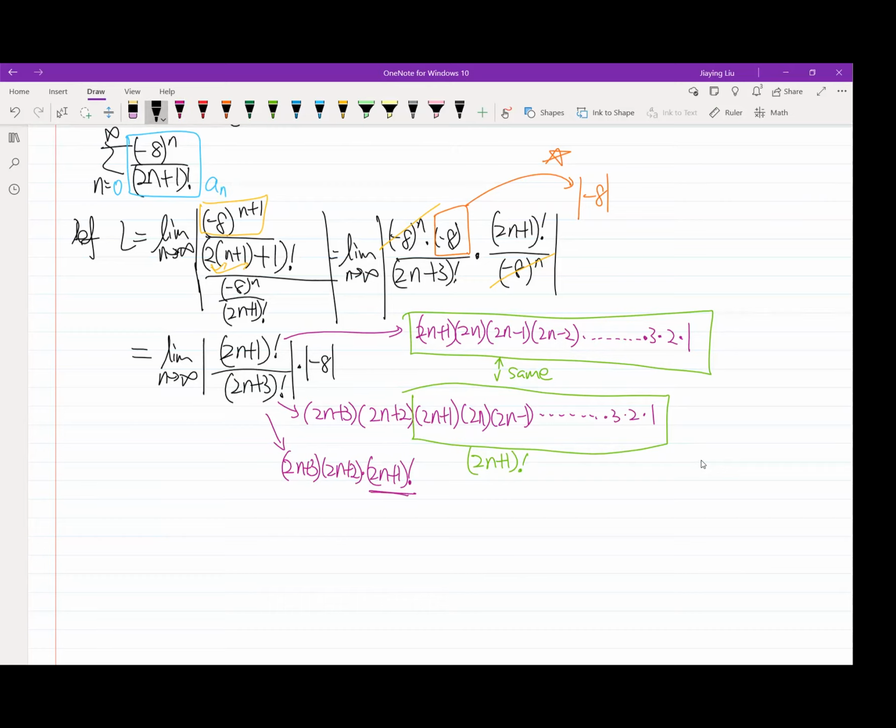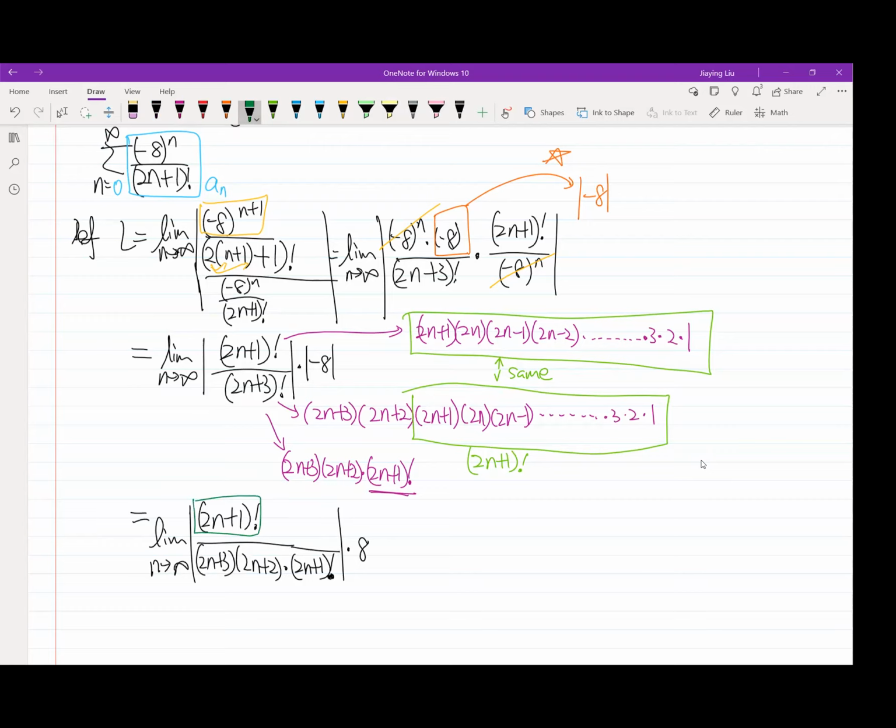And now we can substitute into the limit. So the limit becomes the limit as n goes to infinity of (2n+1) factorial divided by (2n+3) times (2n+2) times (2n+1) factorial. Now you kind of have to treat (2n+1) factorial as one expression, not separate ones. And then multiply by 8 on the outside.